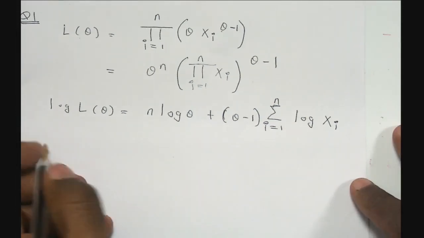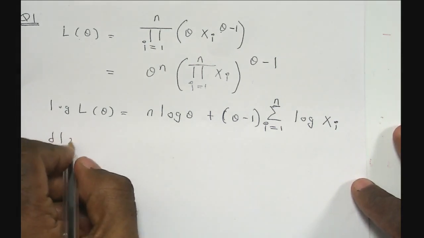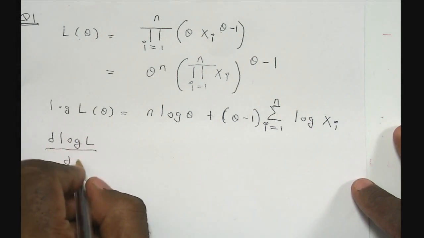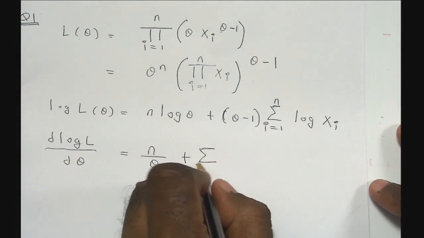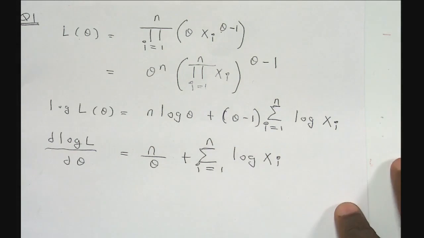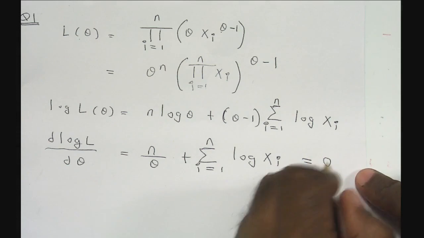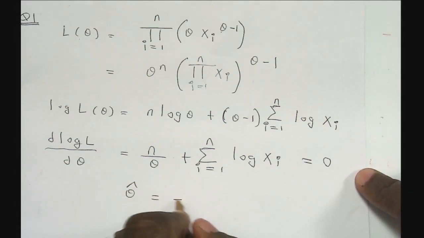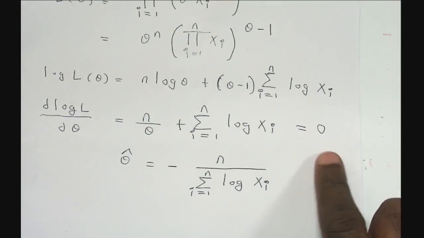The next step is, because you only have one parameter, you need to differentiate only once. Alright, you differentiate only once, and this is the derivative that you will get. You set this equal to 0 and solve for theta, guys. You get theta hat equal to minus n divided by the sum of the log of xi's. This is the solution of this equation, guys.